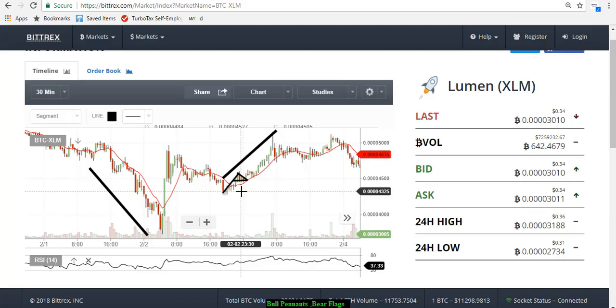How can you take advantage of that? One of two ways. One's risky, the other one's less risky.